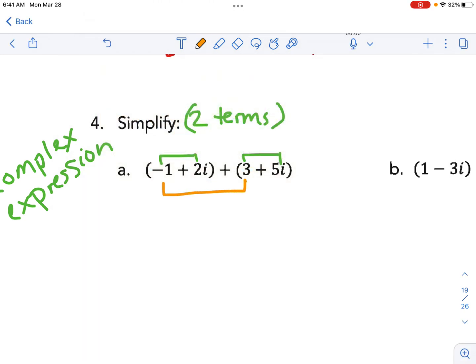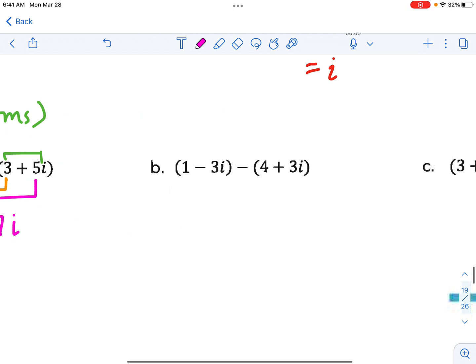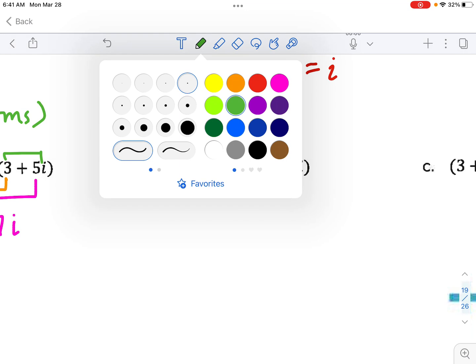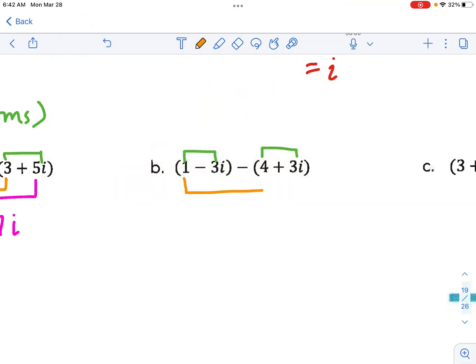Okay, so let's go after the real components. So -1 plus 3 is 2. And then let's go after the imaginary components. That's these guys. 2 plus 5 is 7, so this is 7i. So it looks just like number 1 above, right? But it's got an i instead of an x. Same with B. It's going to look like number 1 above. We're going to combine these binomials. We're going to combine like terms.